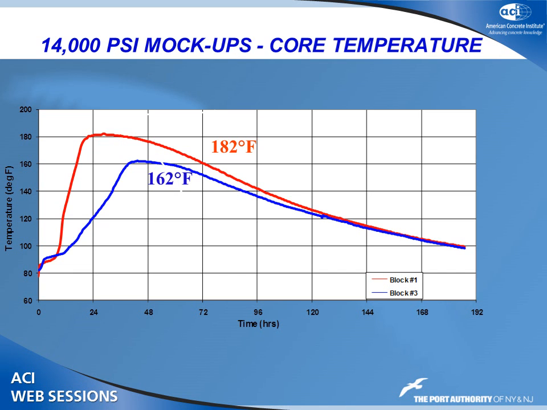Now, this was done in June, okay? So concrete showed up on the job at about 75 degrees. And notice the mix that had 700 pounds of cement. We peaked at 182 degrees in 24 hours. That's not good. That's not good at all.